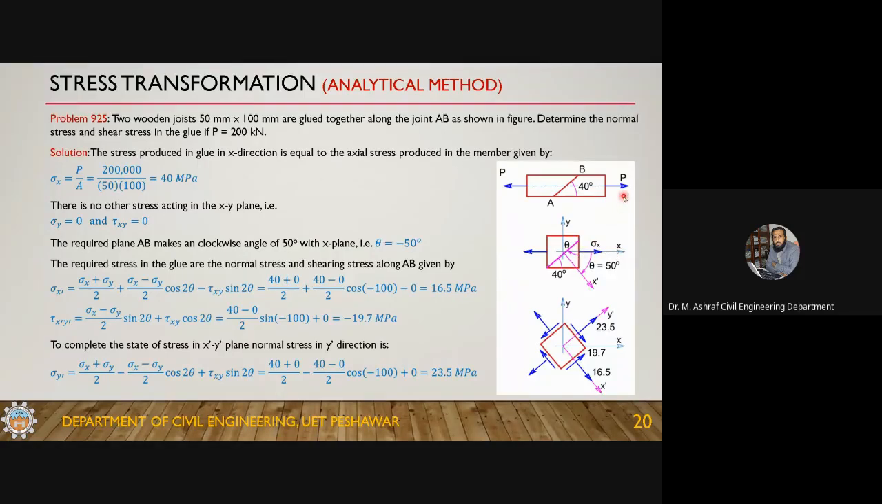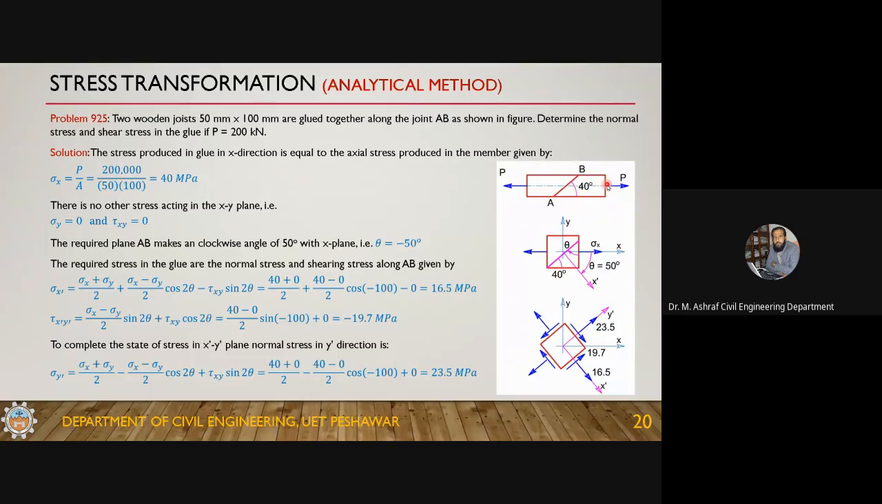Because the load given in this case is P, in the x direction, it will obviously give you stress in the x direction. So each and every point of this bar is subjected to an axial stress equal to P over A, which is 200,000 divided by 15 times 100, the area. So this is 40 megapascal. Each and every point, even this glue, in the x direction is subjected to this 40 megapascal stress.